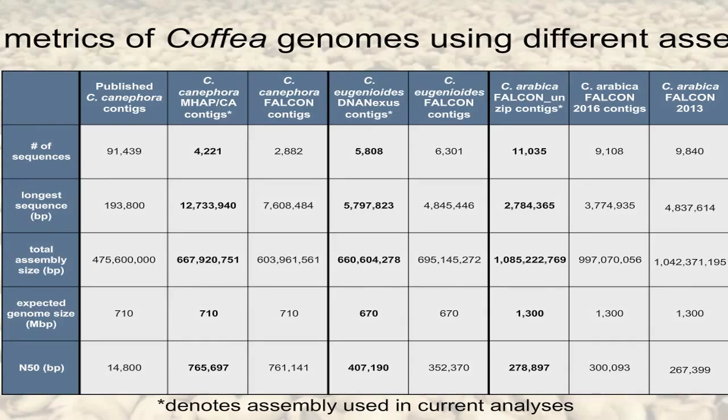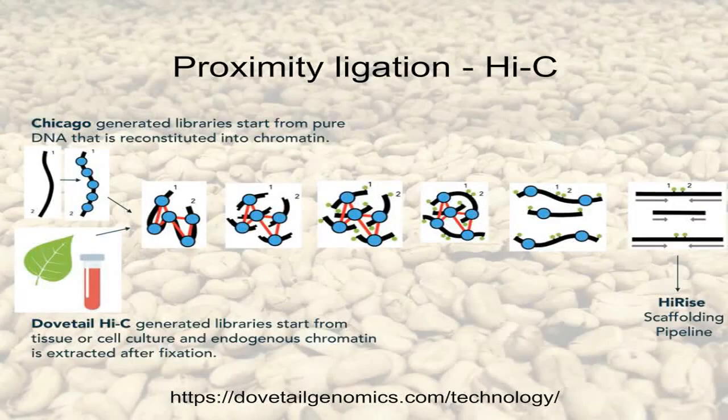Overall, you can see the canephora assembly seems to be performing the best, which is probably expected since this one is a monohaploid and should have essentially no variability. Eugenioides is slightly worse, likely because of the heterozygosity issue. And then Arabica, of course, is the most complicated one since this is our dihaploid.